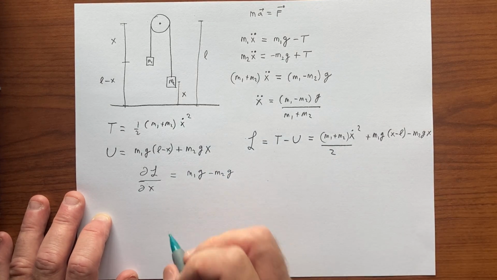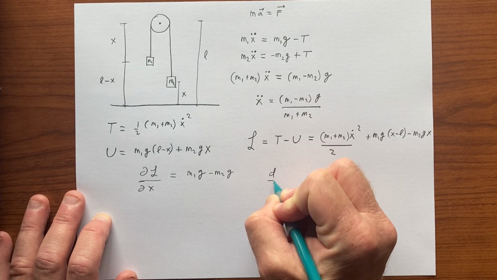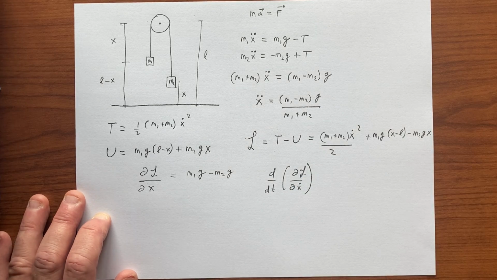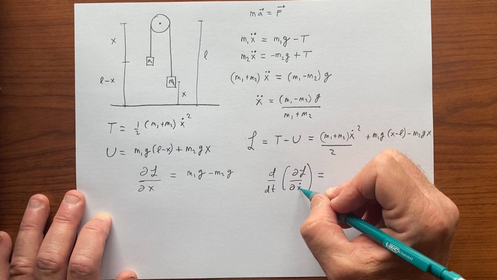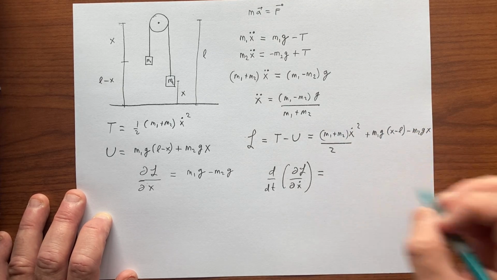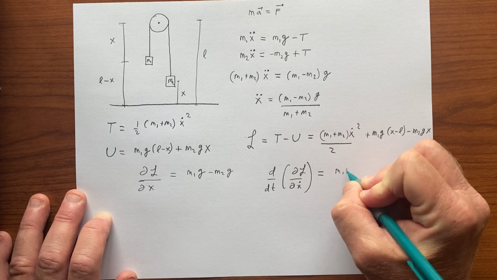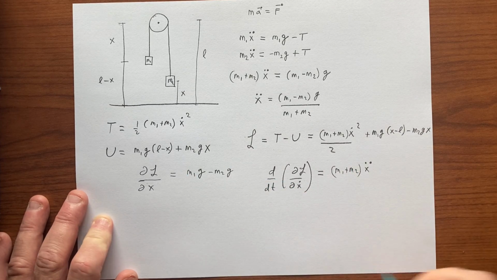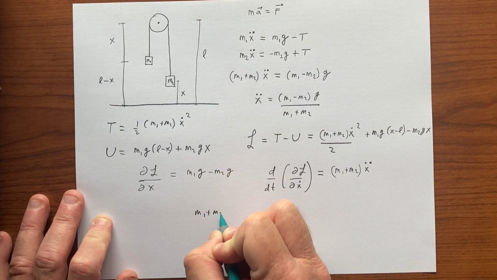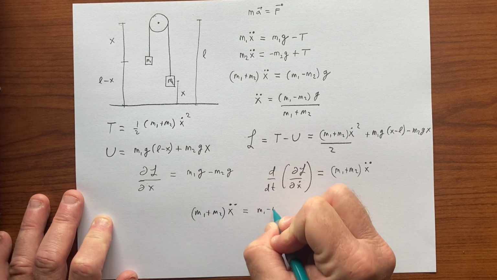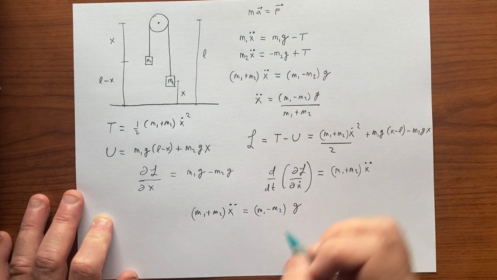And we need to do d by dt of dL by dx dot, and that becomes, right, dL by dx dot gives us (m1 plus m2) x dot, and when we take a time derivative of that, we get (m1 plus m2) x double dot, and these two things have to equal each other, so we get (m1 plus m2) x double dot equals this, which is (m1 minus m2)g, and so of course we end up at the same place.